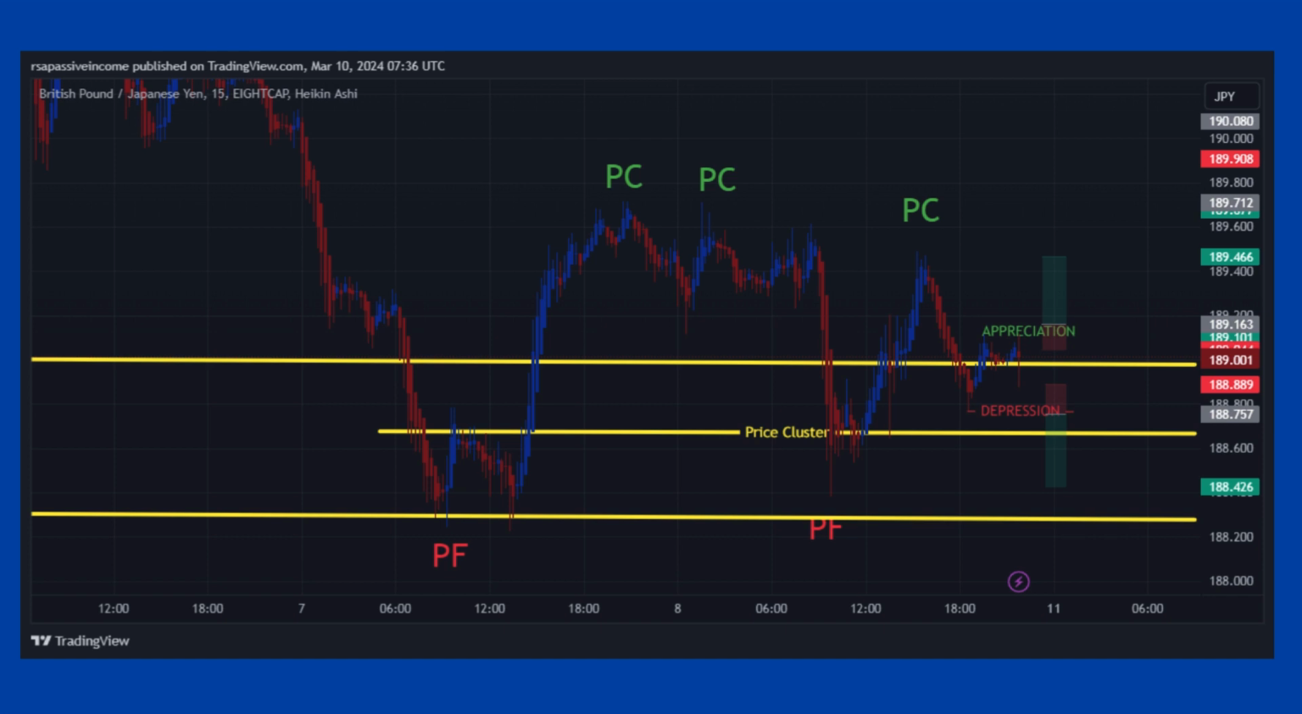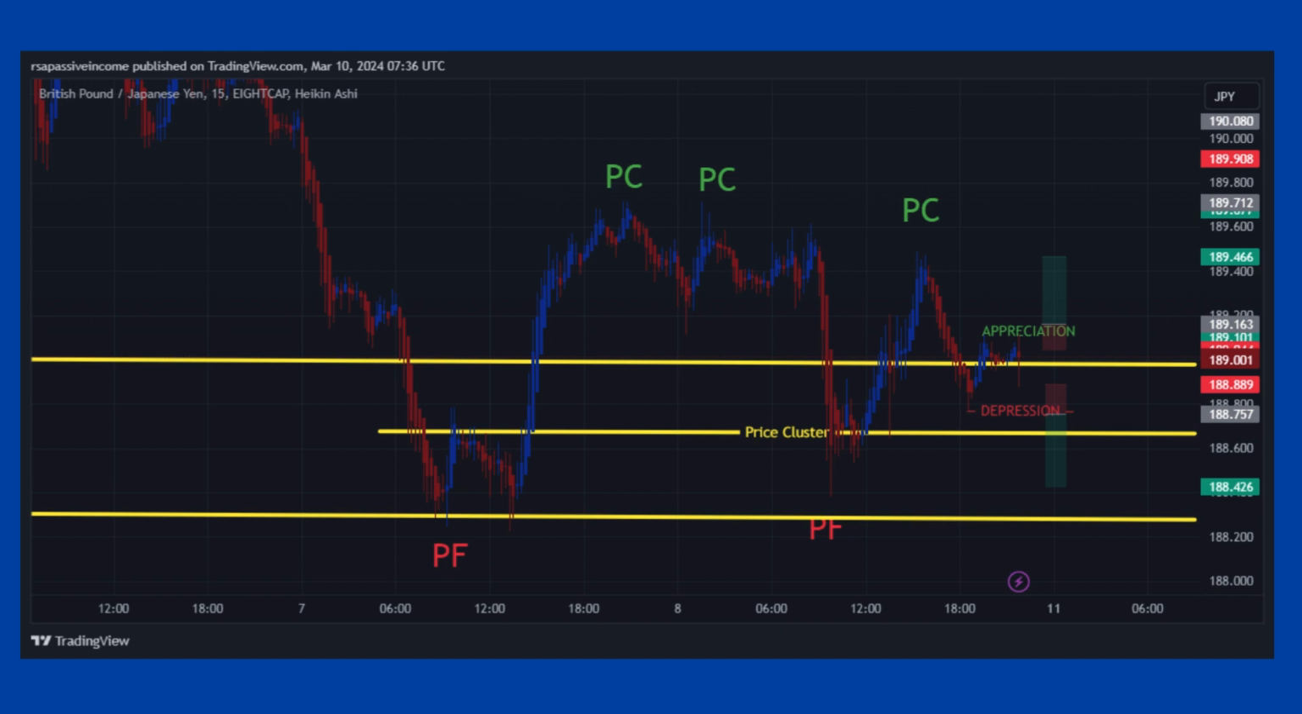Like I said, in the near future the price can break the price clutter and go to the appreciation level, and it did. And we took the trade, and we were on profit, and we never went on drawdown on this trade, and there we go, right?